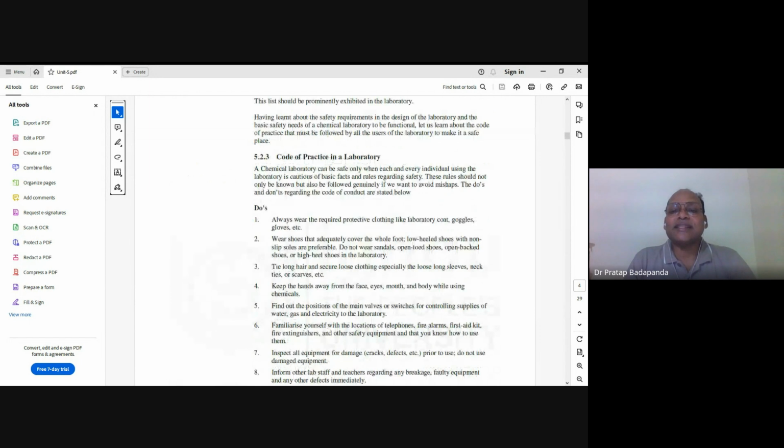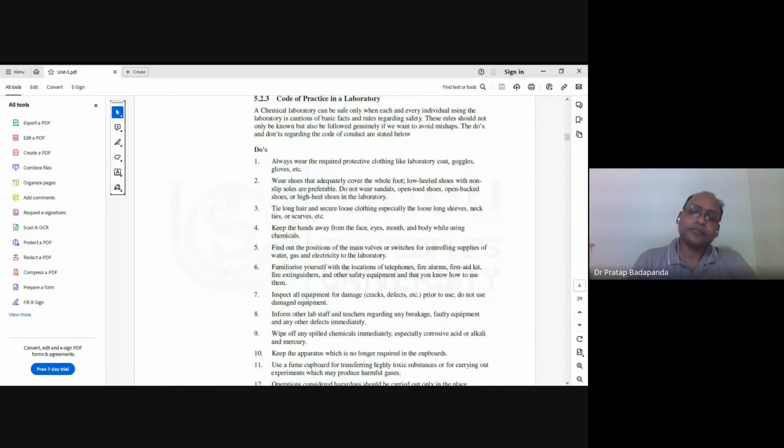Then, the code of practice in a laboratory. What type of code of practice? My experience tells me that many questions may come in your exam on the basis of safety in the laboratory, because you have to be careful about this. Don't neglect this particular unit. This is the area where what you will do and how you will do it is all here. So now, the do's and don'ts.